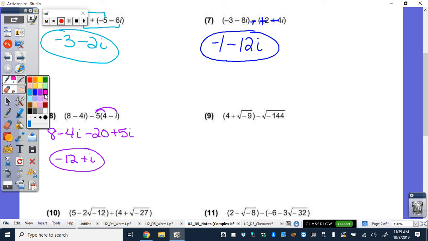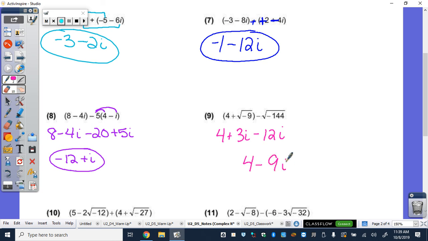And then 9, we got to take care of those radicals first. We have to turn those into our i's, and then we can subtract. So the square root of negative 9 turns into 3i. Very good. Square root of negative 144 would become 12i. So now the only thing we can actually subtract are the i's. So 3 minus 12 will give us 4 minus 9i.